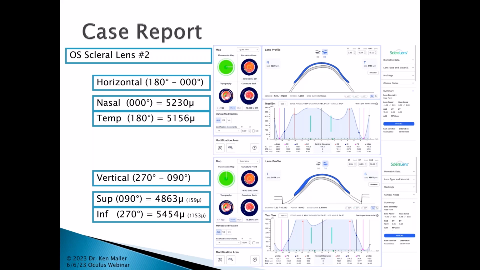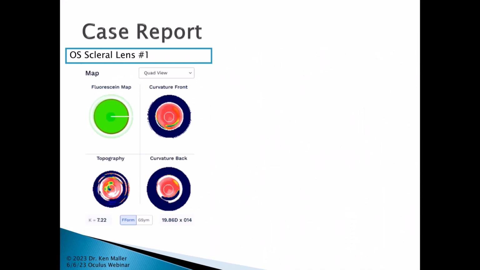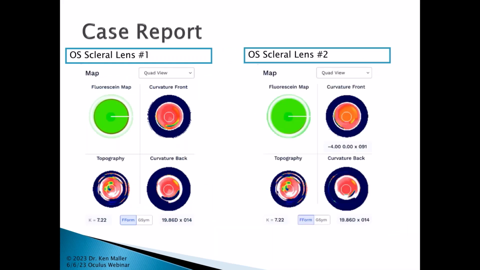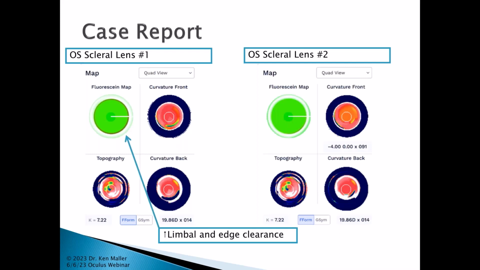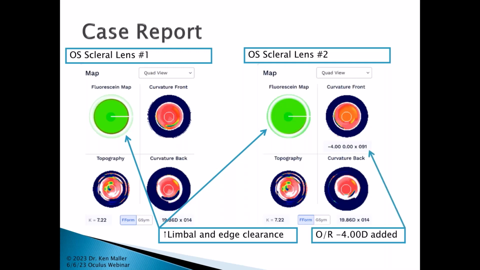If we take a look at the quad view on the wave screen, what we can see here on lens number 1, you can see the limbal clearance is appearing to be ineffective on the lens design on the fluorescein map, and the edge clearance is kind of thin. So you can see on my second map, I did increase the limbal clearance as well as the edge clearance of the lens all the way around. You really couldn't see that from those sag values, but I did do this in the design itself. I also added the -4 to the over refraction on lens number 2 and waited for her to come back.